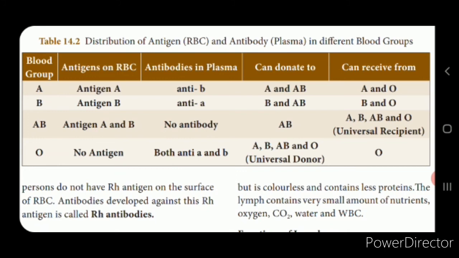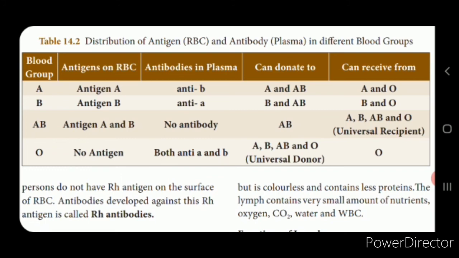Now, an A blood group individual consists of the antigen A, which is present on the surface of RBC, and antibody B is present in the plasma. Now, when you talk about the B group individuals, they consist of antigen B, which is present on the surface of RBC, and the antibody that is present is anti-A, which is antibody A. Now, AB individuals consist of the antigens A and B on the red blood corpuscles, and both the antibodies are absent for the AB group.